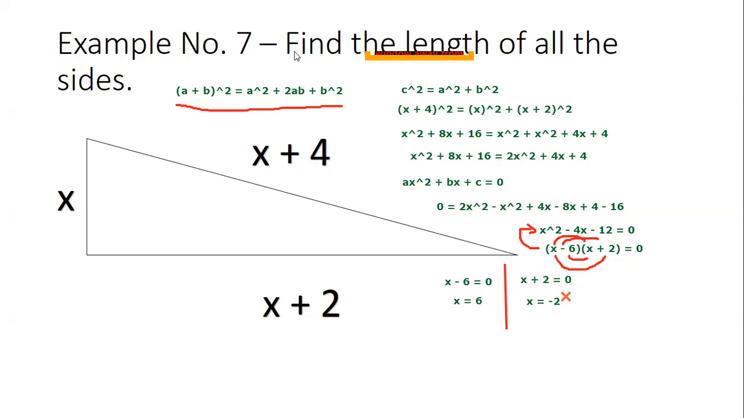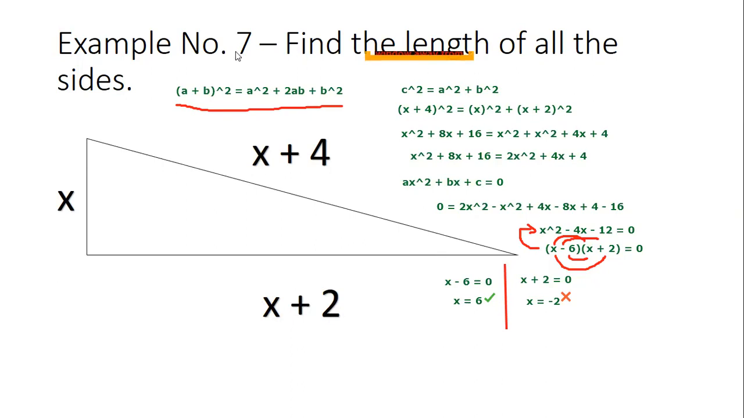Okay, so we only need the positive value of x, which is 6. We're going to use this, okay? Because for the other value, negative 2 plus 2 will become 0, so I think that's not possible. So x is equal to 6.